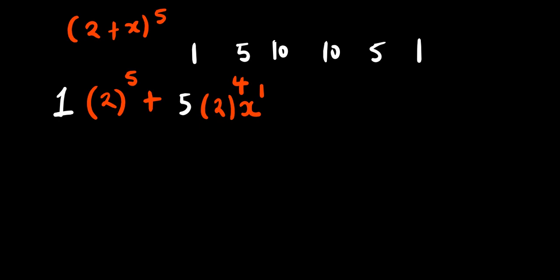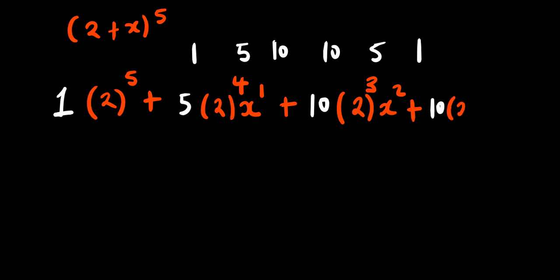We come to the third coefficient, which is 10. This is multiplying by 2, and now 2 will be to the power 3. It's going to reduce by 1. Then x is going to be to the power 2. Now we come to the other expression. We've got another 10, so I'm going to put a 10 here. I have 2 to the power 2 now. Then I have x to the power 3.